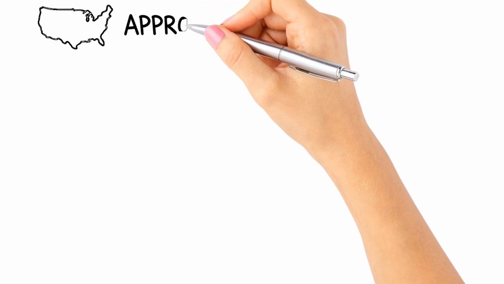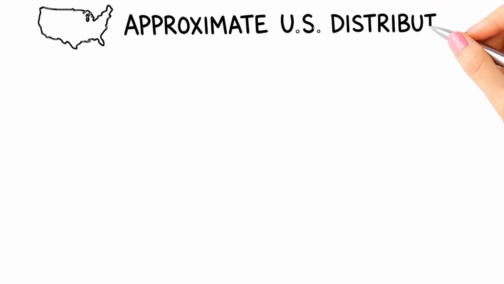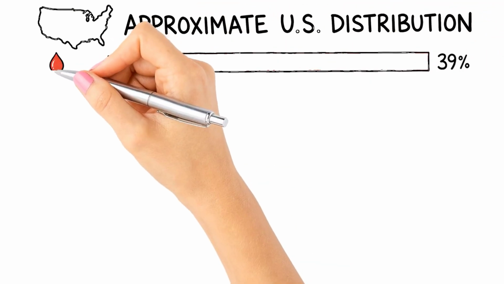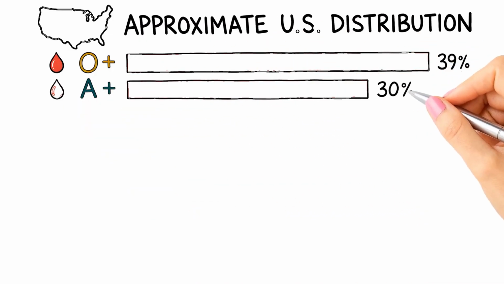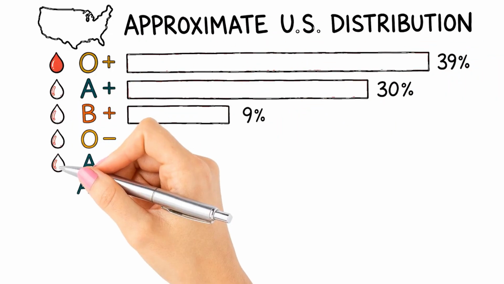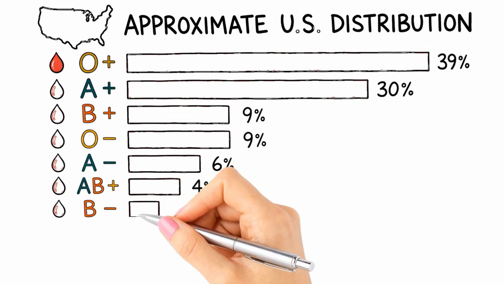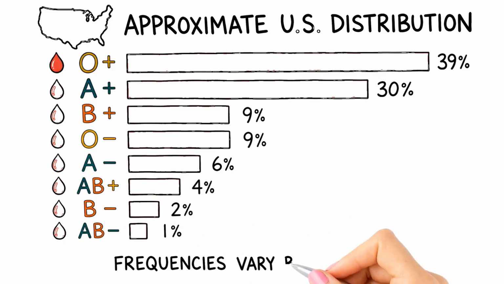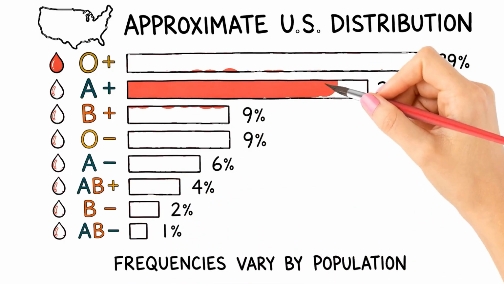In the guide's approximate U.S. figures, O positive is 39% and A positive 30%. B positive and O negative are 9% each. The remaining types are less common, with AB negative near 1%.